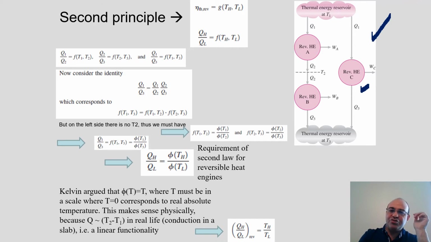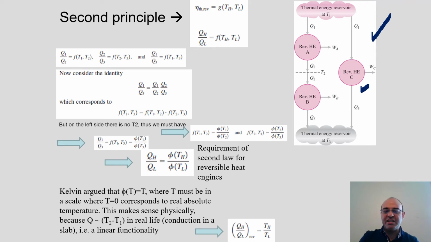Based on this, you could follow the steps, and we end up with this mathematical reasoning and conclusion that for a Carnot cycle, for an ideal reversible cycle, the ratio of QH over QL must be equal to the temperature of the source, T sub H, divided by the temperature of the sink, T sub L.